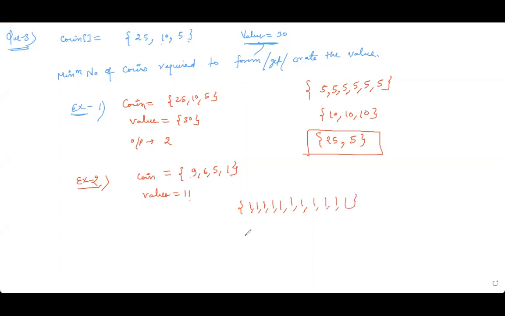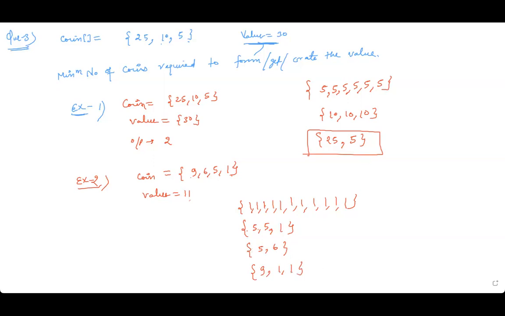This is one possibility. Another possibility is I can take two coins, one of denomination 5 and one coin of denomination 1. Similarly, I can take one coin of denomination 5 and one coin of denomination 6. Similarly, I can take maybe something like one coin of denomination 9 and two coins of denomination 1. And there are many possibilities.